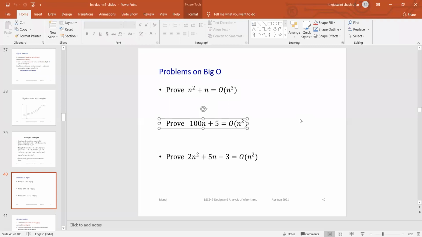So keep this one in your mind. Here you have to write is equal to 105n square. This is the answer you will be getting. 100n plus 5 is less than or equal to 100n square plus 5n square, which is equal to 105n square. You are left with this particular thing, so compare it with the earlier one.